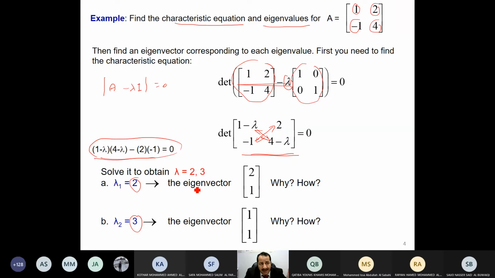Now let me add something to this question. For this lambda, we can find the eigenvector. I gave you the eigenvector here. I leave the remaining for you to practice, similar to the example solved last week. The same thing for this lambda, you can find the eigenvector.